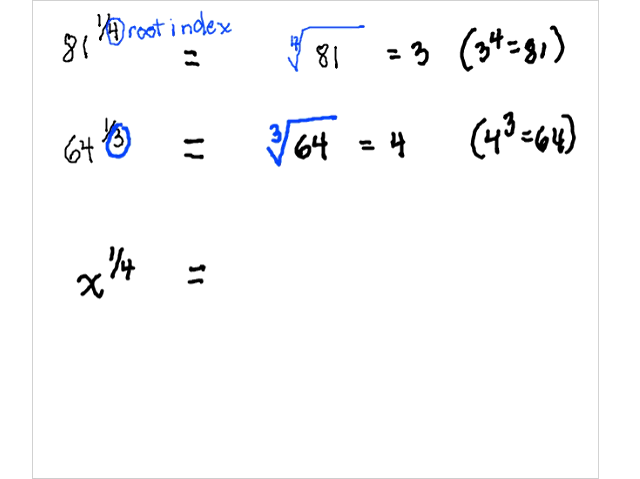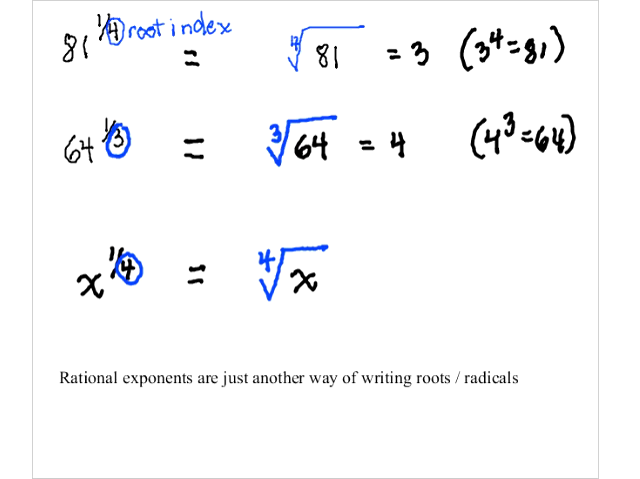Now when we're dealing with x to the 1/4, I can't really find an answer, but I can write it as a root. Once again, this is the root index, so this is the 4th root of x to the 1st power, which is x. And that's what that means. It's just another way of writing radicals. Rational exponents are just another way of writing roots for radicals without the radical symbol.